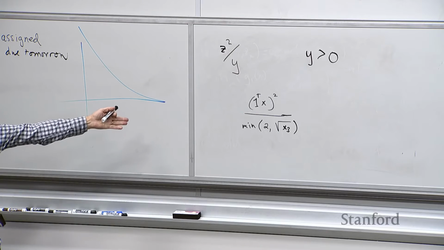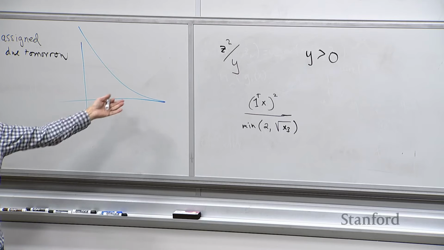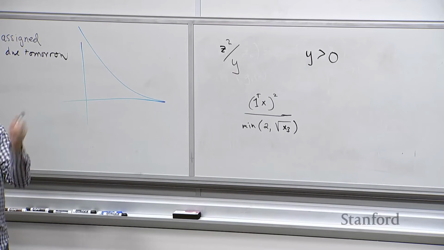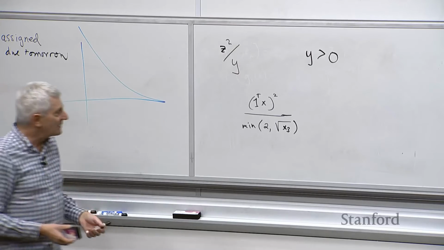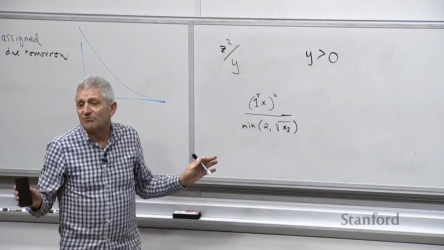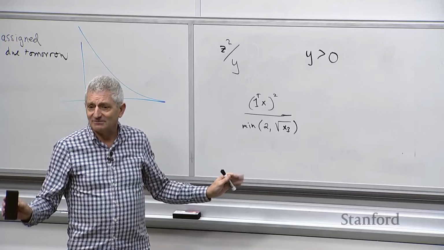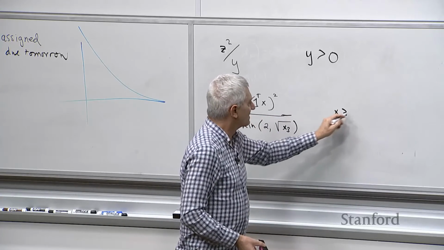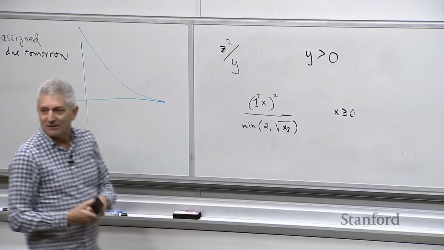I mean, you agree that it's a very weird function, right? But it's completely clear what it is. I have no idea where it might come up. This says sum the entries of the vector and square it, and divide by the minimum of 2 and the square root of the third entry of the vector. Everybody got that? Everybody got the function?